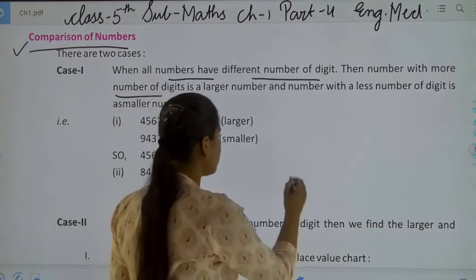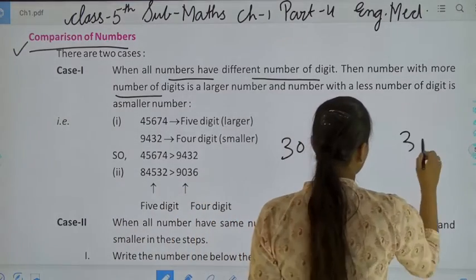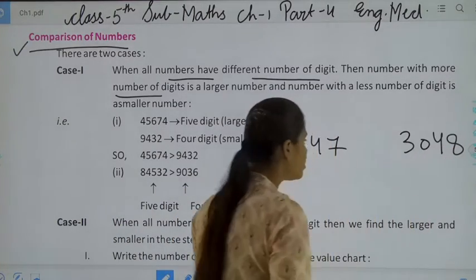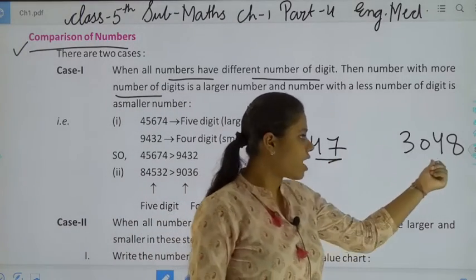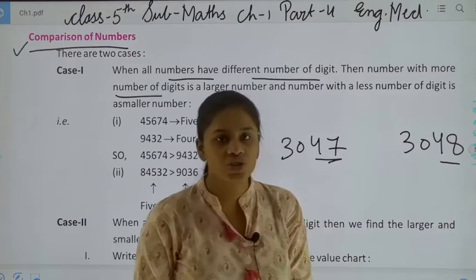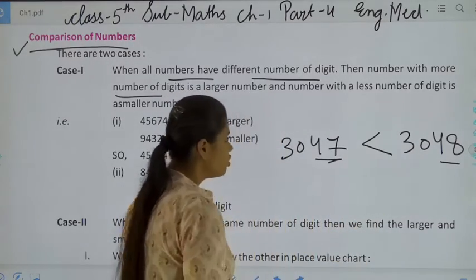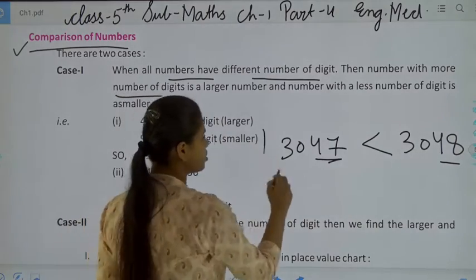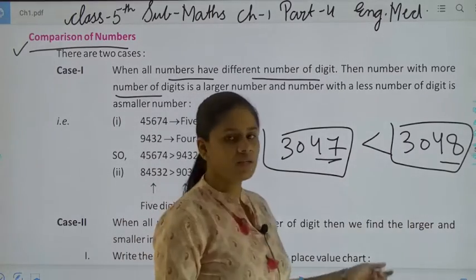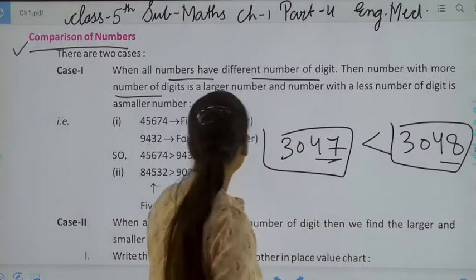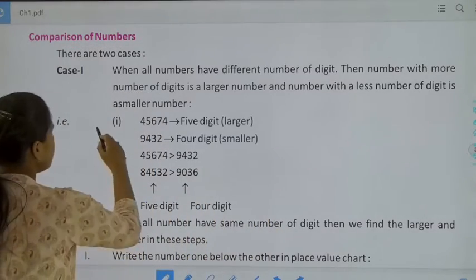For example, this is 3047 and this is 3048. First we have to compare the next digits. This is 47 and this is 48. Which is the greatest number? That is 3048. So basically this is the comparison of the digits. So which one is the greater number? That is 3048.